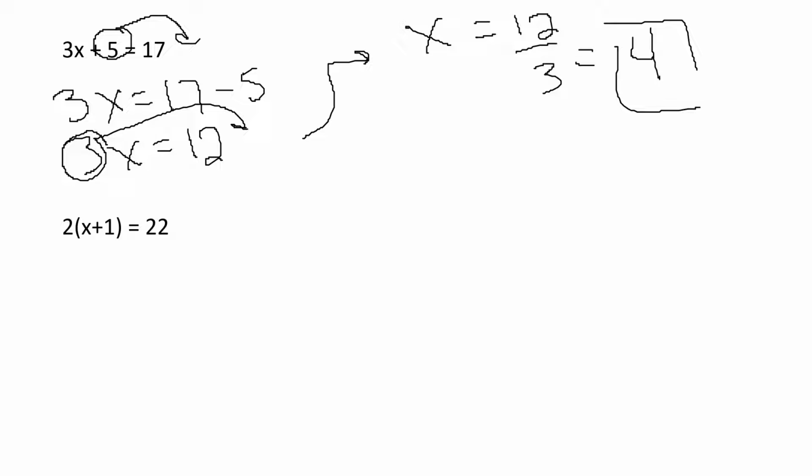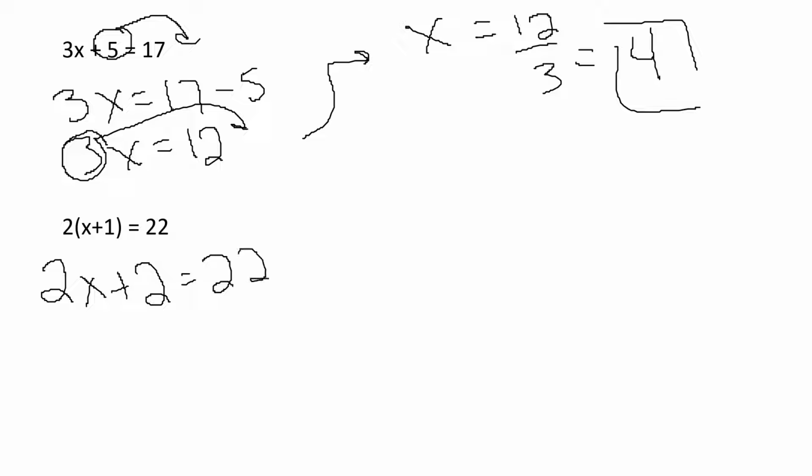All right? Now let's look at this one. Order of operations says we start inside my parentheses. I can't do anything, so I look outside. There is a 2 there, so I need to distribute that 2 into my parentheses. 2 times x is 2x. 2 times 1 is 2.